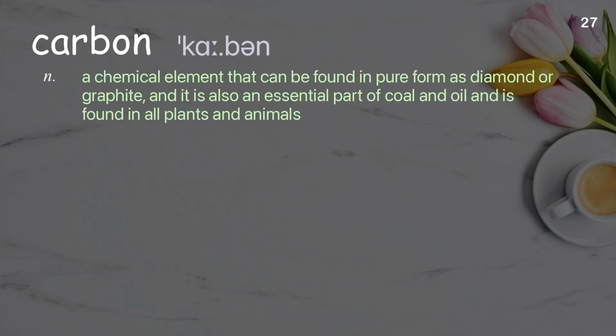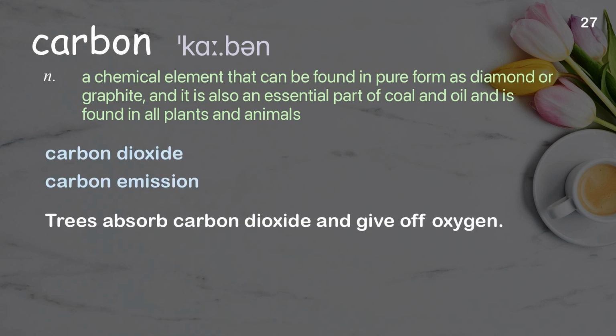Carbon. A chemical element that can be found in pure form as diamond or graphite, and it is also an essential part of coal and oil and is found in all plants and animals. Examples: carbon dioxide. Carbon emission. Trees absorb carbon dioxide and give off oxygen.